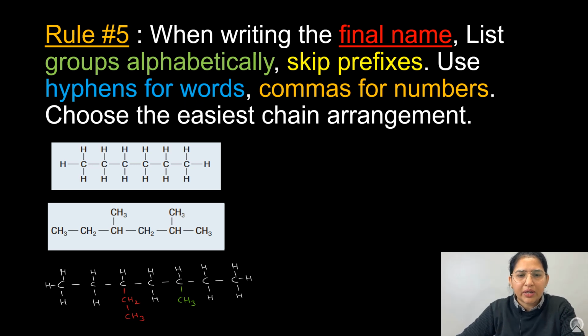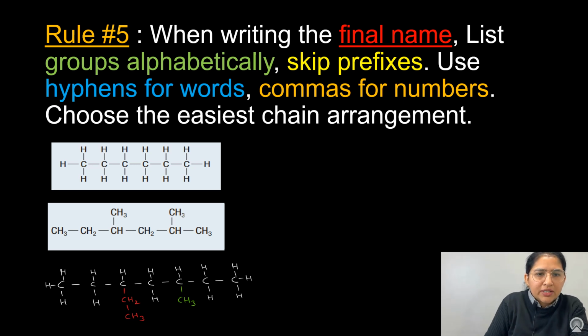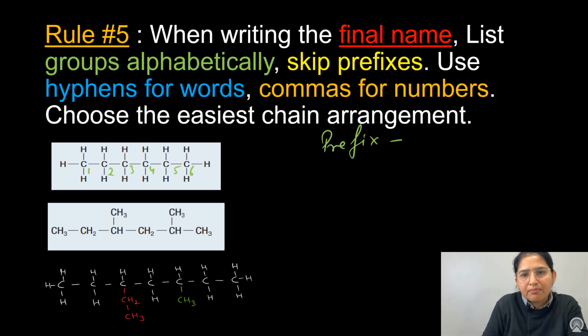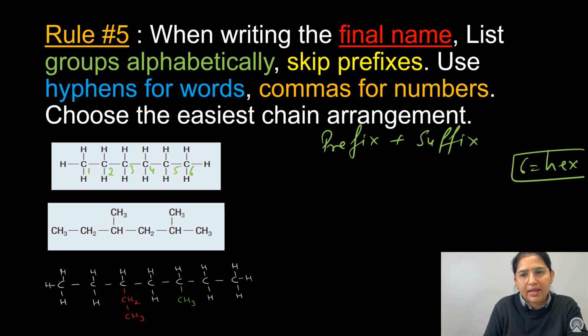Now let's see what it means for us. When we write the name for the first one, it's pretty simple. It's going to be 1 2 3 4 5 6. So you know the basic rule: prefix plus suffix. As you know, it has 6 carbons. For 6 carbons, we know which prefix we are supposed to write, that is hex. So it's going to be hex.